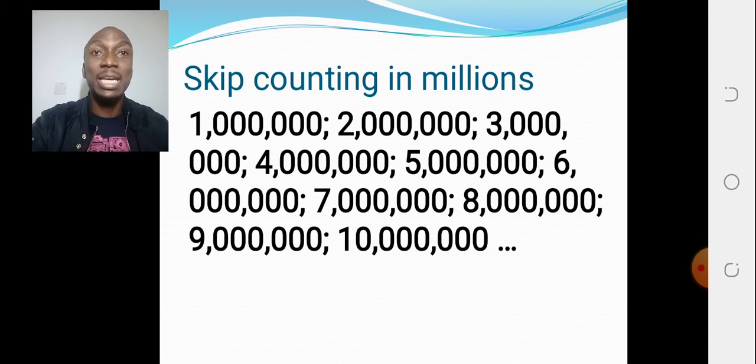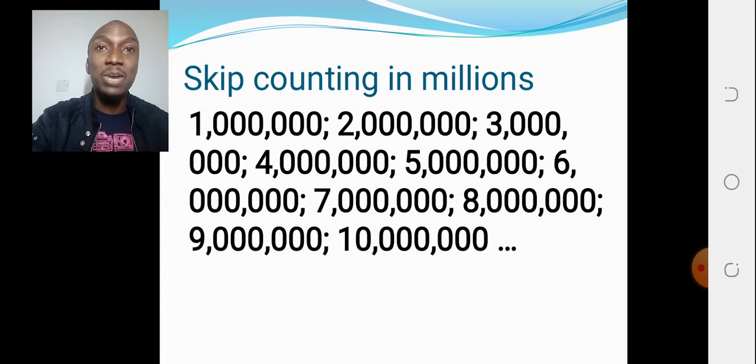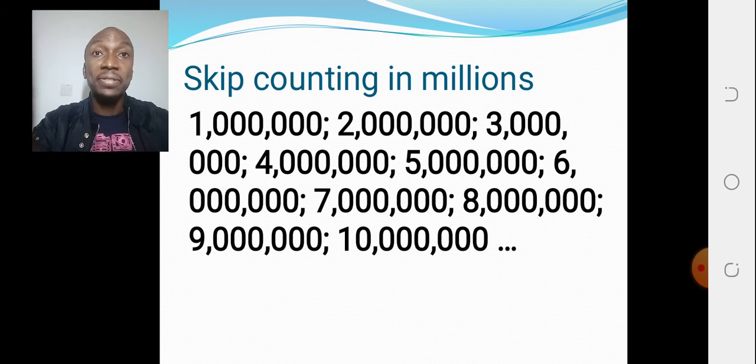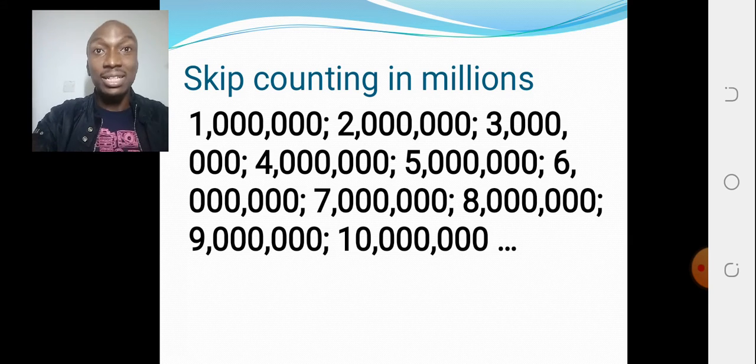Now let's see how to skip count in millions. We are familiar with skip counting in tens, in hundreds. Today let's skip count in million. So the first one is 1 million. What's the next one? 2 million. Correct. So let's go 3 million, 4 million, 5 million, 6 million, 7 million, 8 million, 9 million, and 10 million. Very good. The list goes on and on.